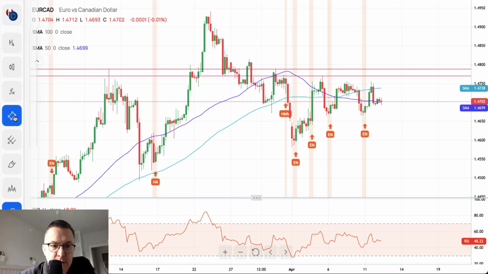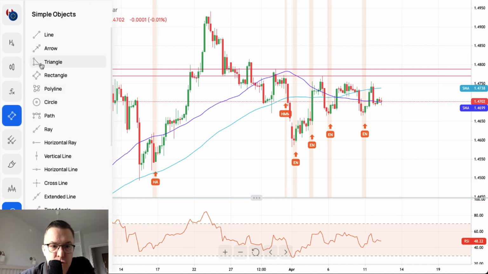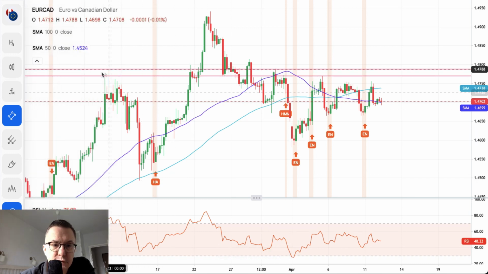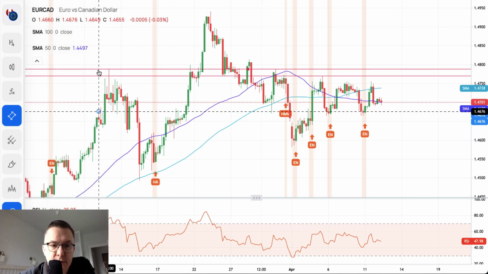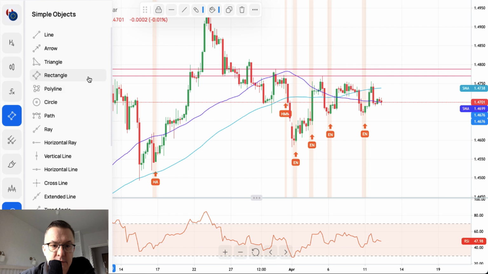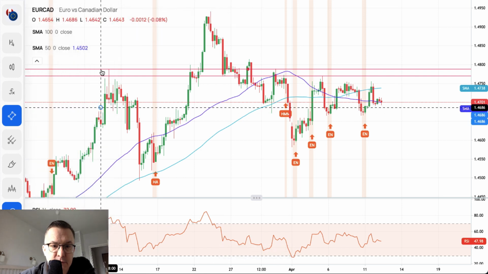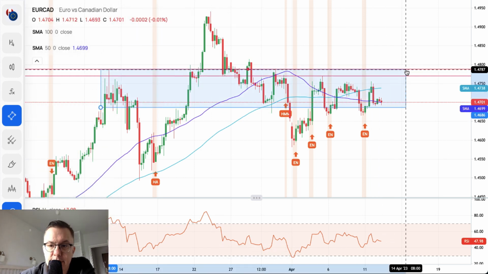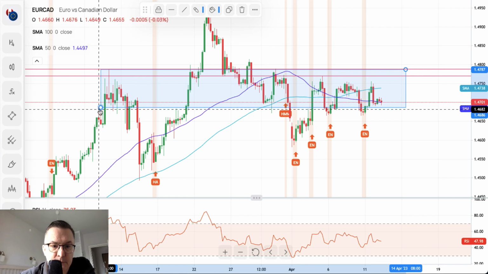There's the zone. Let me just drag a line here for you guys. I need a rectangle. What I'm talking about is this kind of zone. Oh, there you go, a rectangle. This zone between those two levels. Okay, so that's the zone I'm talking about.